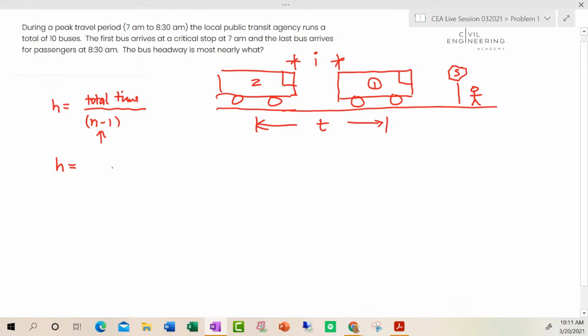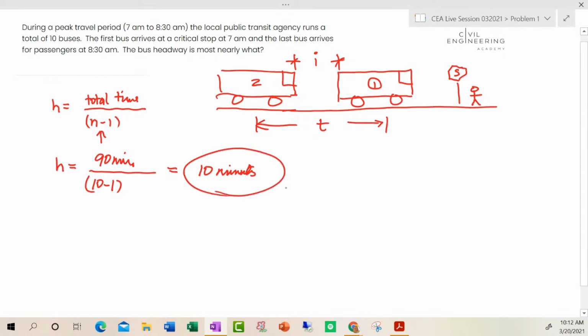So headway is just going to equal the total time. From 7 a.m. to 8:30 is just 90 minutes, and we're going to divide that by the 10 buses minus 1. Pretty straightforward. We get 10 minutes. So that's headway. It's just a fancy name for describing the time interval between consecutive vehicles, in this case, buses.